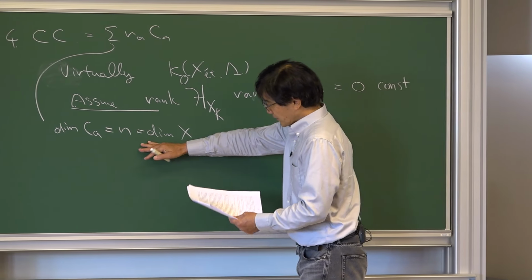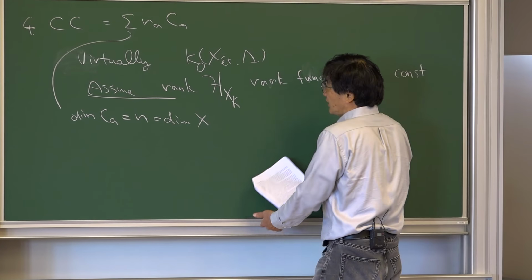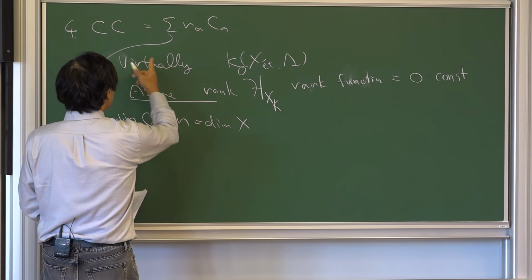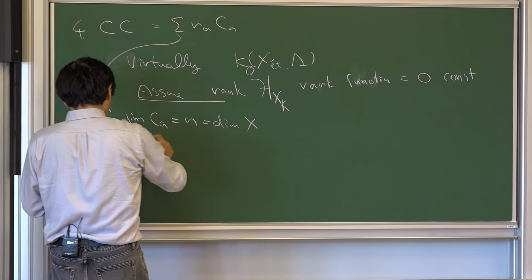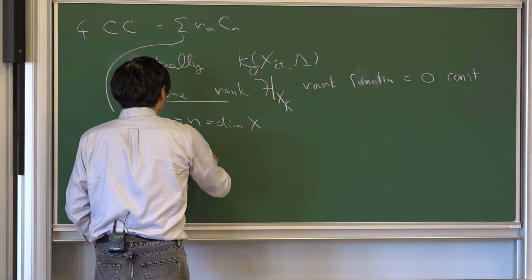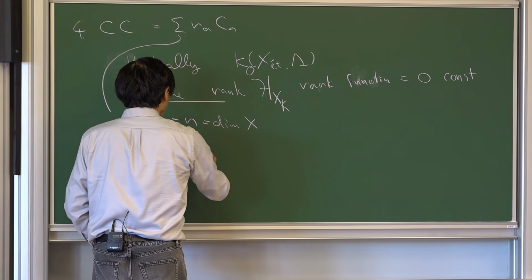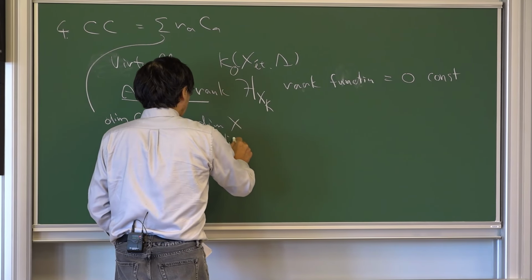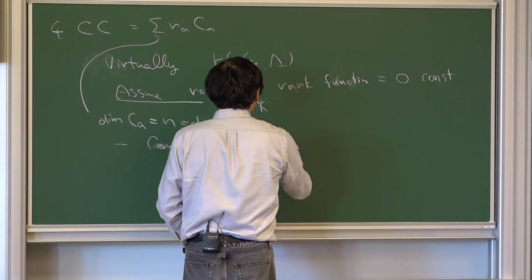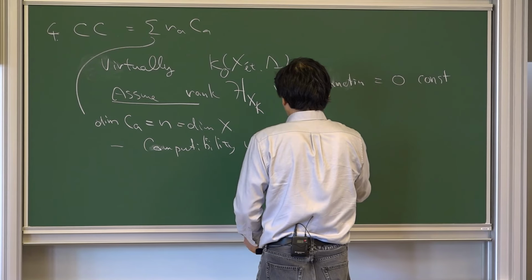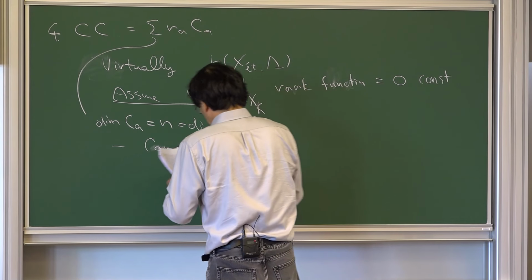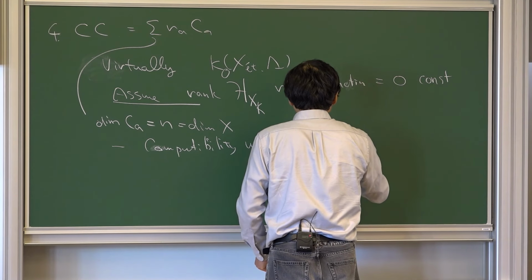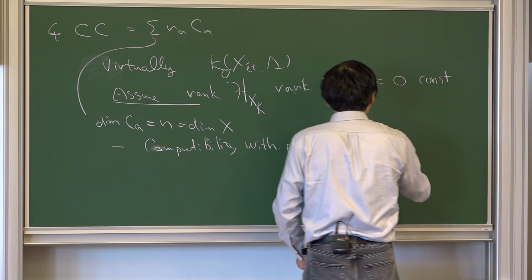Okay, so let's assume this. Then, supposing that they are defined, we expect to have compatibility with pullback by properly transversal maps.